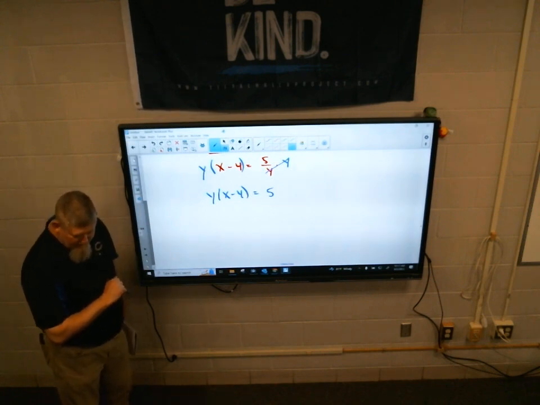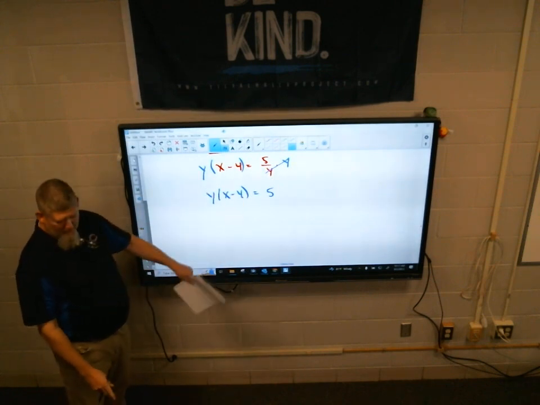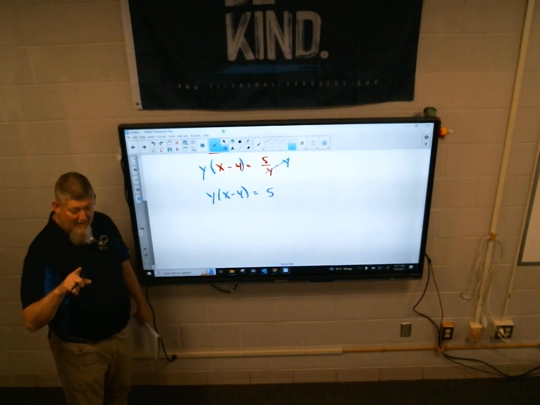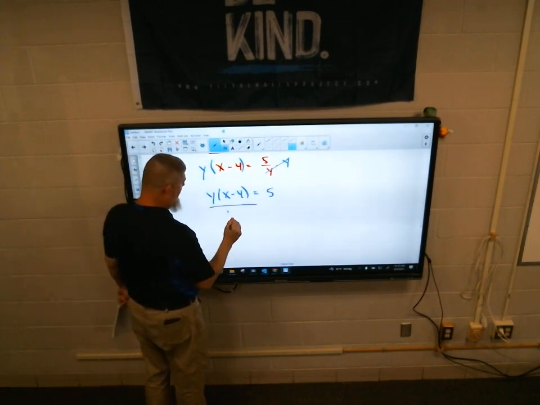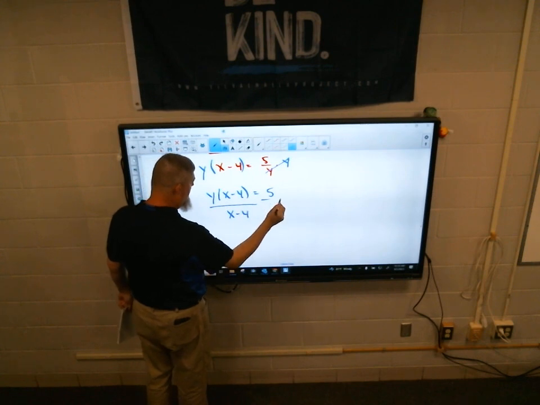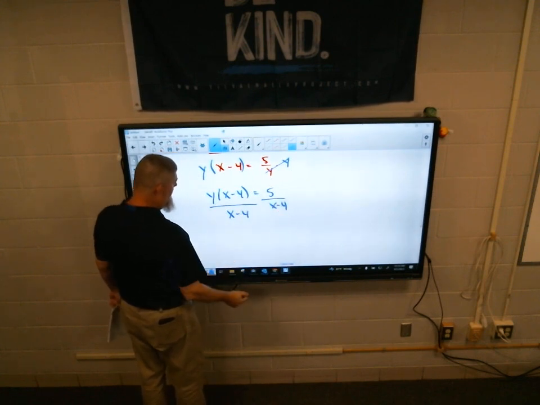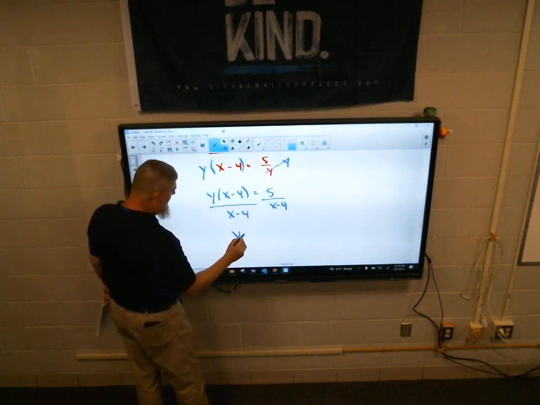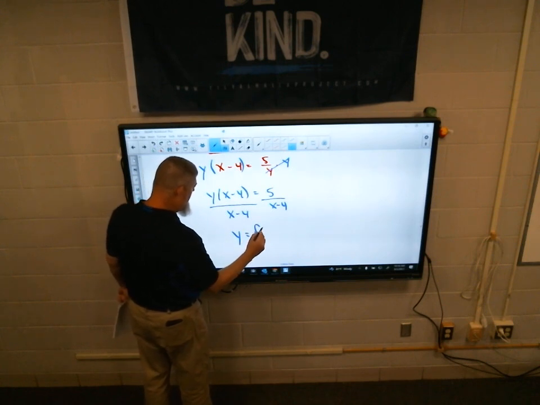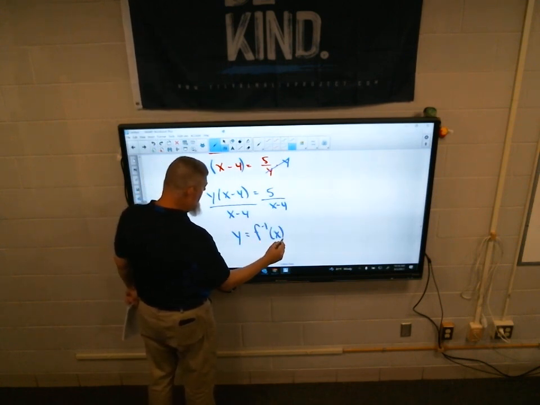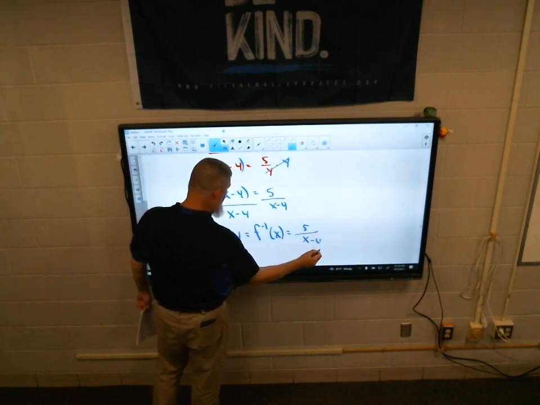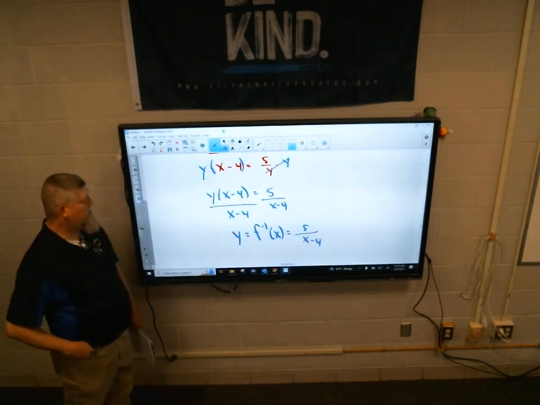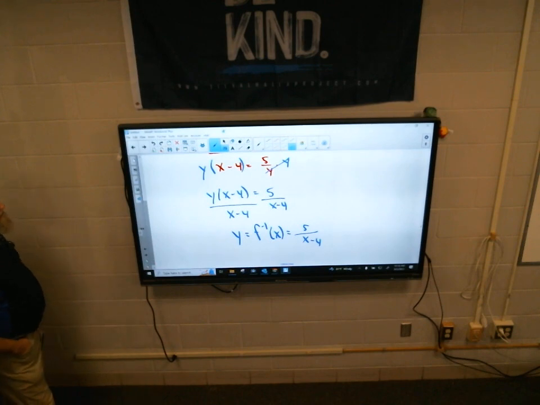Divide by what? No, I just multiplied by y. I wouldn't want to divide by y. I divide by the whole x minus 4 expression. Divide by x minus 4. Therefore, y, which is going to be the inverse of x, is going to be equal to 5 over x minus 4. There you go.